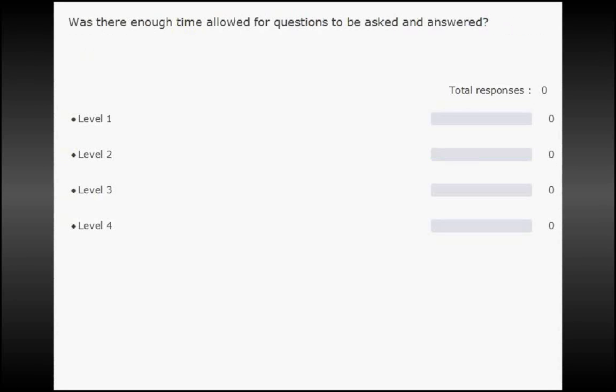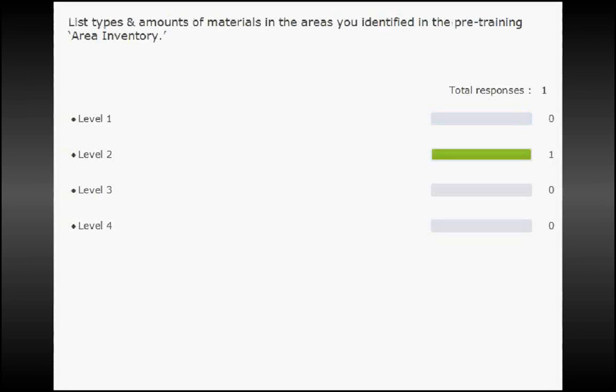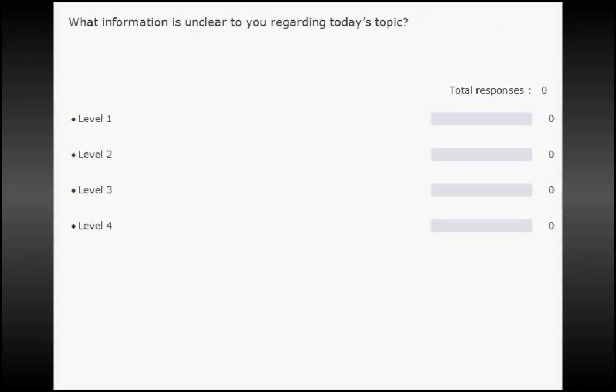Was there enough time allowed for questions to be asked and answered? List types and amounts of materials in the areas you identified in the pre-training area inventory. What information is unclear to you regarding today's topic? Was the pace of the training appropriate? Are you motivated to attend a follow-up session on this topic?